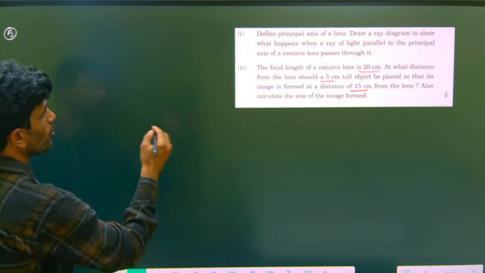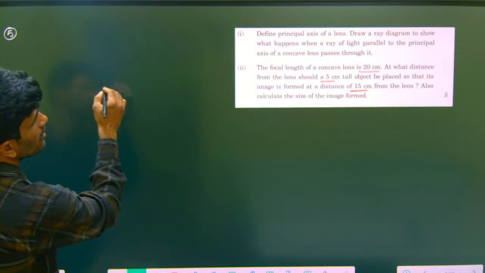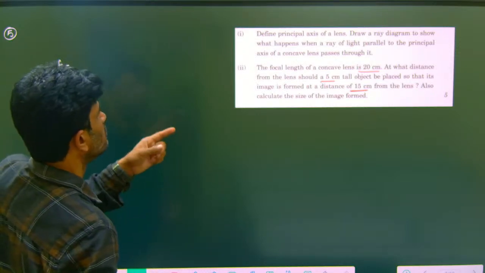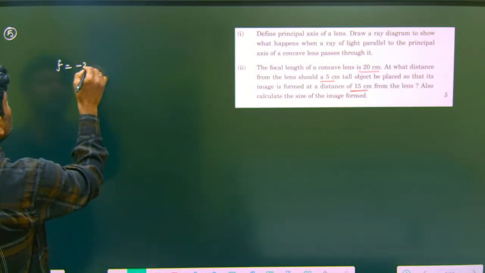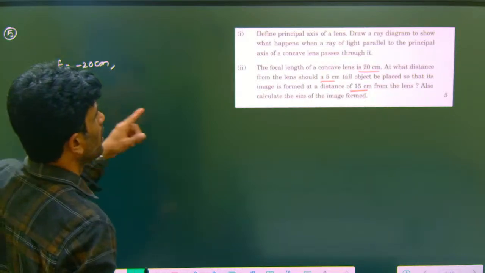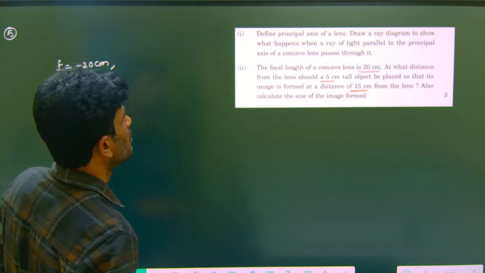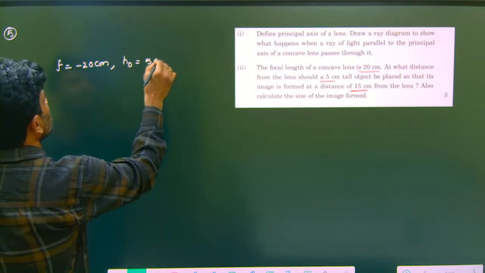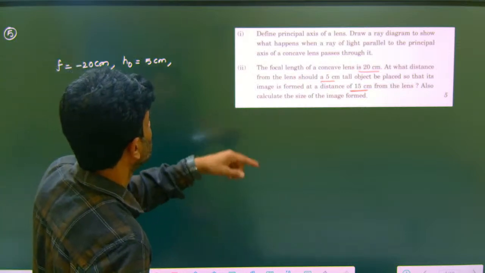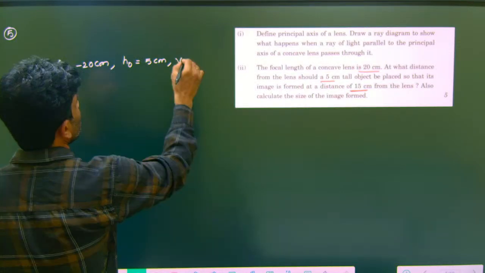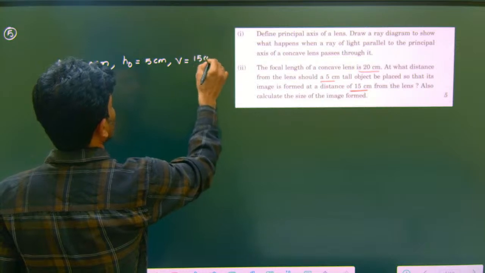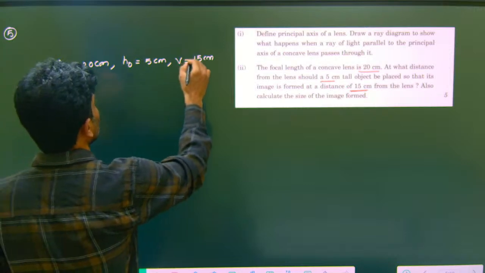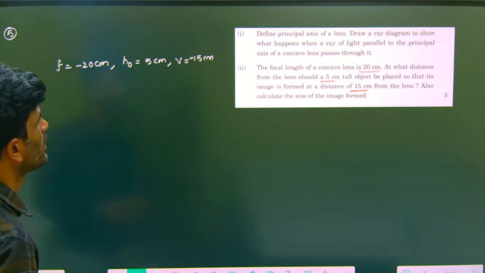So here let us note all the information. Focal length F is equal to, concave, no? So minus 20 centimeters, and one more, HO it is given 5 centimeters, and image distance is given V 15 centimeters. Because it is a concave lens, only virtual and direct image will be formed. For that it is negative. Image distance we have to take as negative.